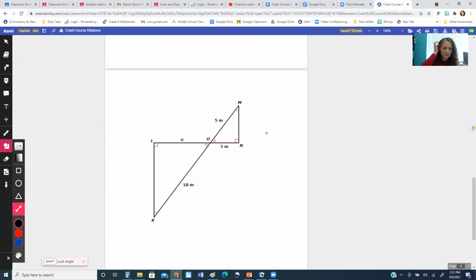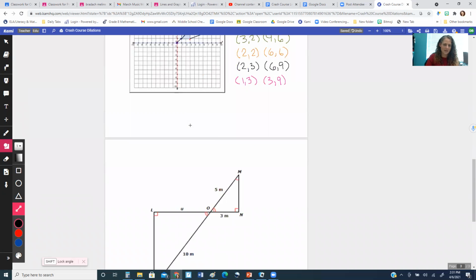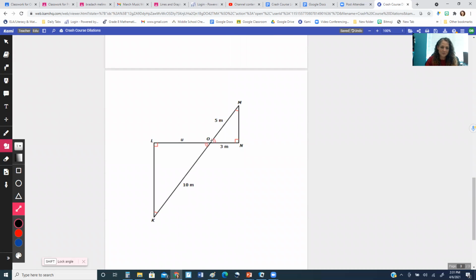Oh, here's another one, similar triangles. We do another similar triangles. I totally forgot about that one, and I got off on my thing there. Similar triangles. So are these similar? They have an angle in common, and they have another angle in common. So they're similar.